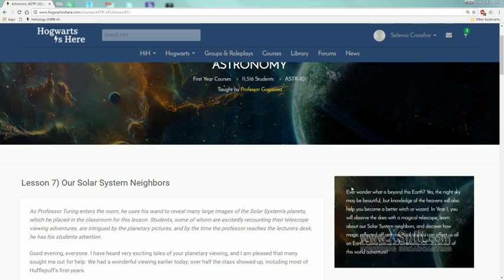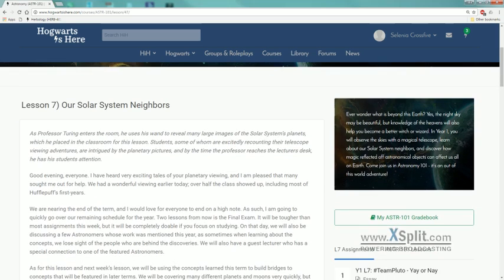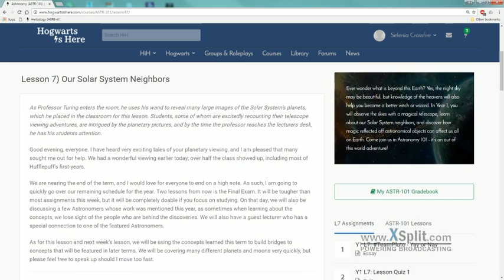So, moving on, we are going to be doing Astronomy Year 1, Lesson 7 today. This lesson is called Our Solar System Neighbors. As Professor Turing enters the room, he uses his wand to reveal many large images of the solar system's planets, which he placed in the classroom for this lesson. Students, some of whom are excitedly recounting their telescope viewing adventures, are intrigued by the planetary pictures, and by the time the professor reaches the lecturer's desk, he has his students' attention.